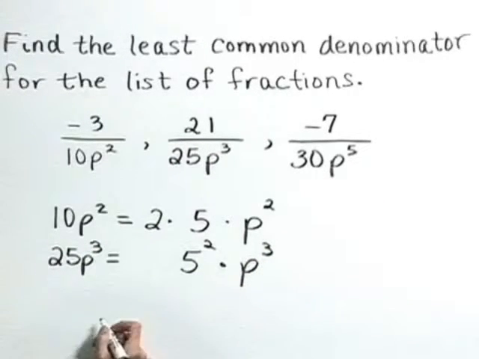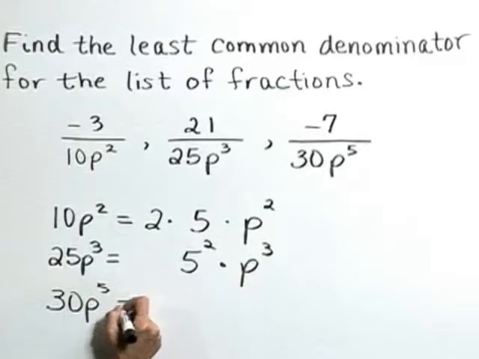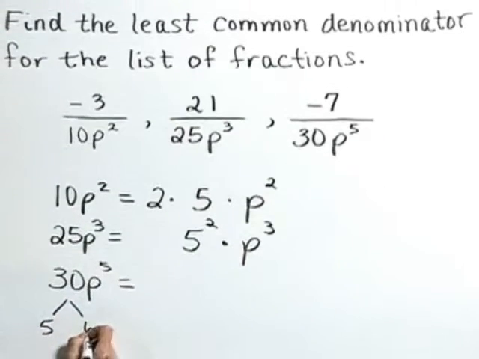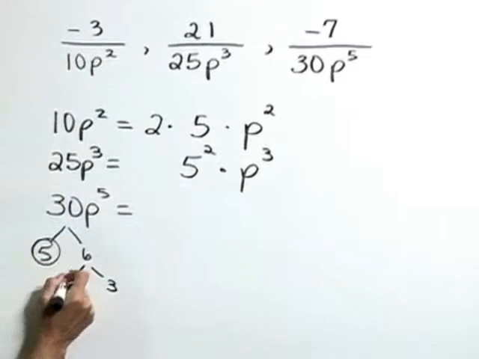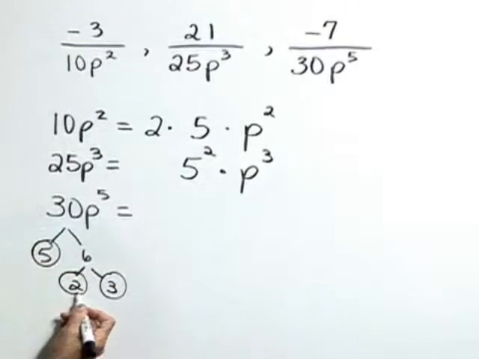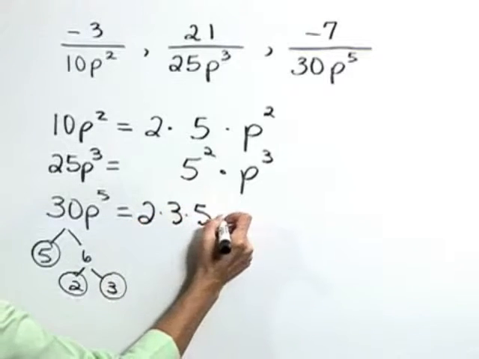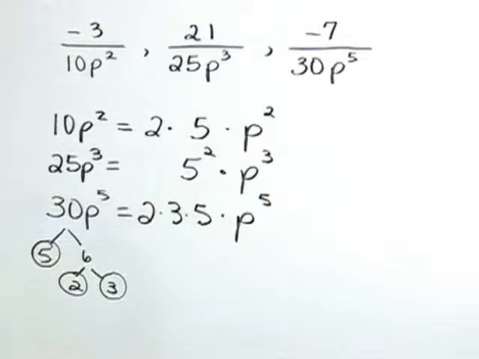Our last denominator is 30p to the fifth. We want to write 30 in its prime factored form as well. I'm going to use a factoring tree. 30 is 5 times 6. 6 is 2 times 3. So in prime factored form, 30 is 2 times 3 times 5. Okay, and this expression also has in it p to the fifth.